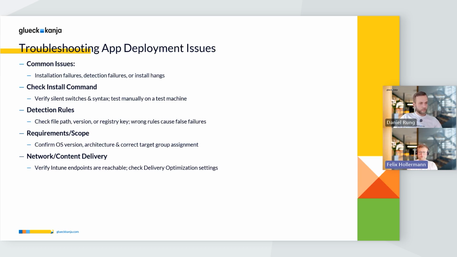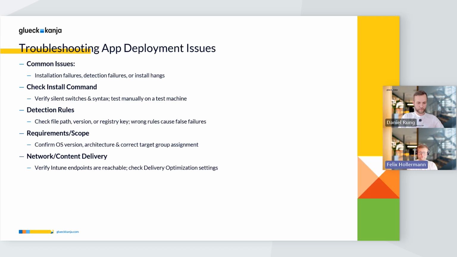Test the installer manually on a test machine with the same command to see if it works properly. Maybe missing silent switches or bad syntax are mistakes here. Check the detection rules. If Intune shows installed immediately or never detects the install, double check the detection logic. For example, correct the file path and version for the exe, or the registry keys. An incorrect detection rule can mark an install as failed, even if it succeeded.